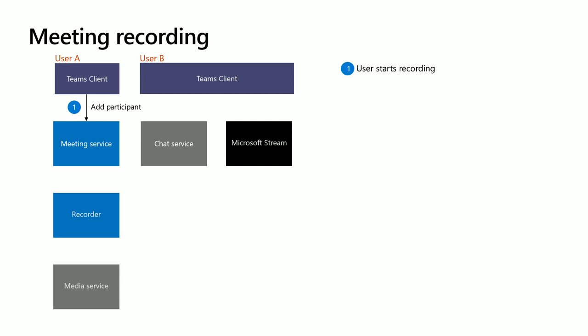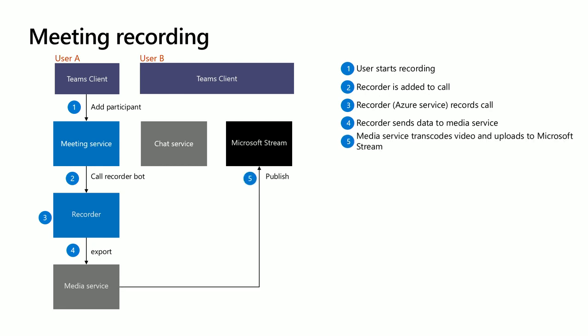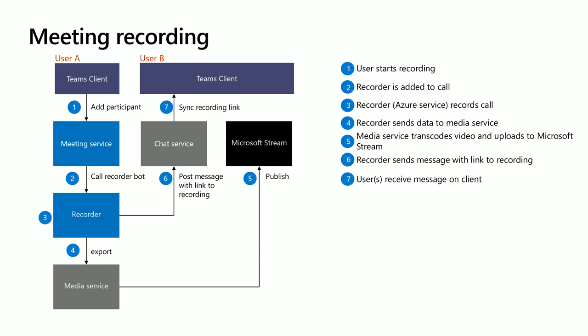So the user starts the meeting, or starts the recording. There's a call recorder bot. It actually really is a bot. It's a special kind of bot, but it is actually a real bot. And the Azure service records the call. And the recorder sends the data to the media service, and the media service does the transcoding of the video and uploads to Microsoft Stream. And then the recorder bot posts a message with a link to the recording. And then user B, at any point subsequently, receives a message on the client and then can watch the recording at their leisure.